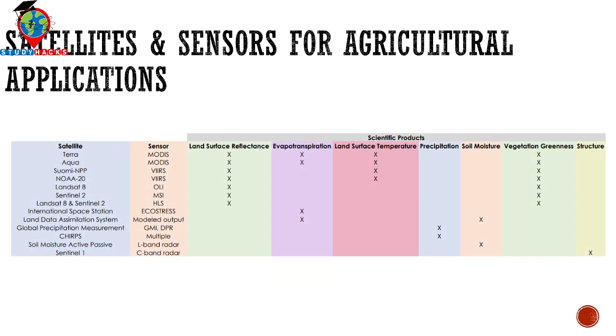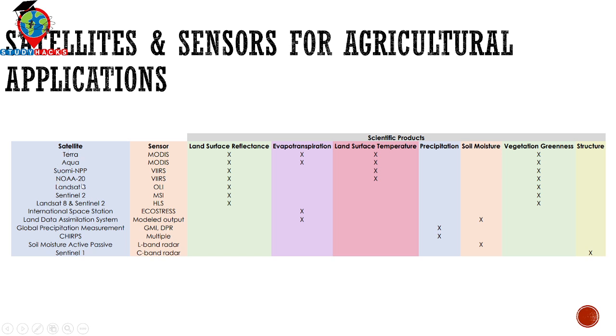So now let's talk about satellites and sensors for agricultural application. Basically here you can see the list. These satellites and sensors are used in agricultural application. And here you can see some products: land surface reflectance, evapotranspiration, land surface temperature, precipitation, soil moisture, vegetation greenness, structure. These products we can easily monitor using these satellites and their sensors. So here you can see these satellites.